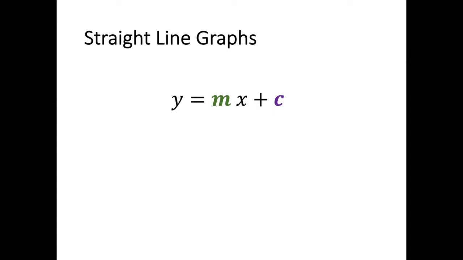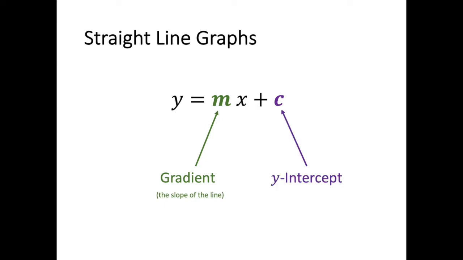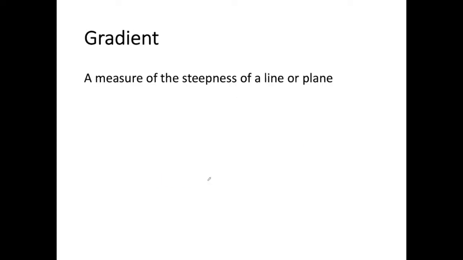When we are looking at straight line graphs or linear graphs, we use the formula y equals mx plus c, where the gradient is m, and it is the slope of the line, and c is the y-intercept. In this video, we're going to be focusing on the gradient of the line and being able to identify and calculate what that gradient is going to be. The gradient measures the steepness of a line or a plane.